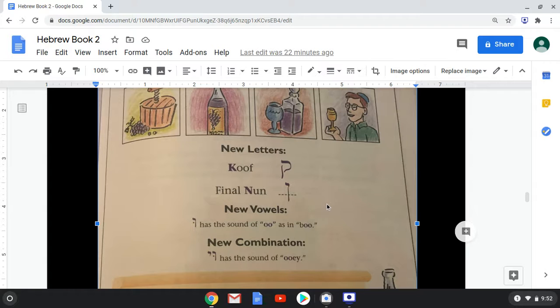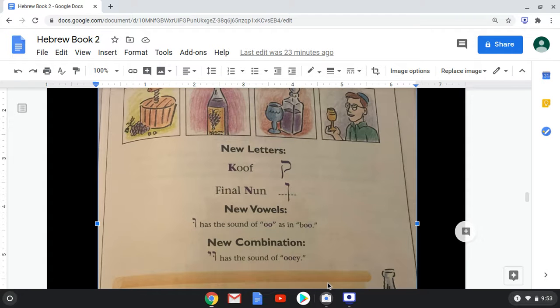Okay, we have our new vowels, and we actually haven't learned this letter, but this is a letter of the Hebrew Aleph Beit called a vav. And a vav we'll learn makes a V sound, but a vav also acts as a vowel. And when you have the dagesh, the dot in the middle, it has the sound of oo, as in boo.